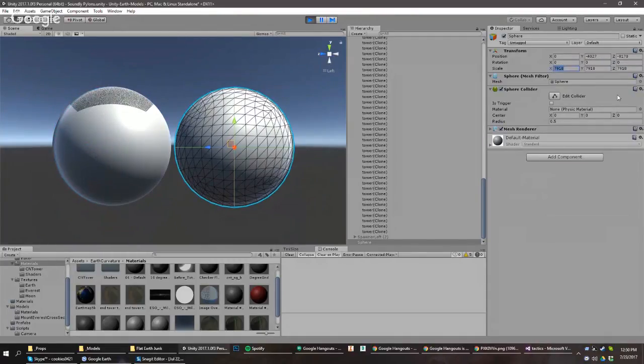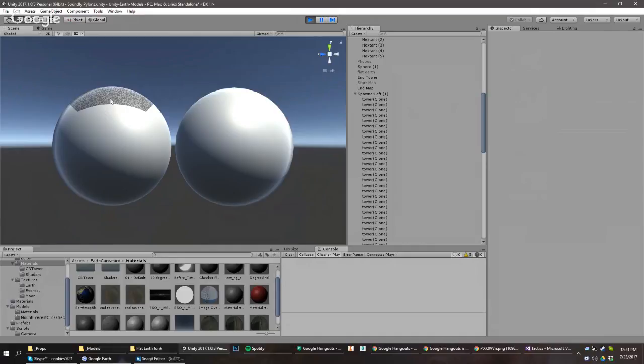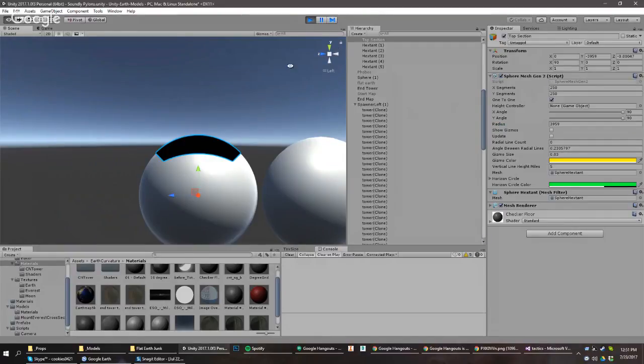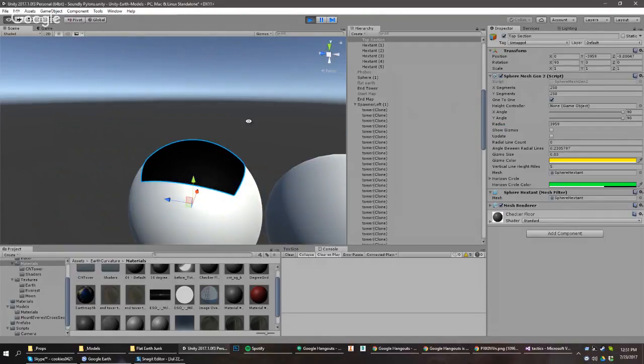So that is a sphere with a diameter of 7,918 meters. This is a sphere with a radius of 3,959 miles. So it's a scale model. And I can go as far as to zoom in all the way on this thing.